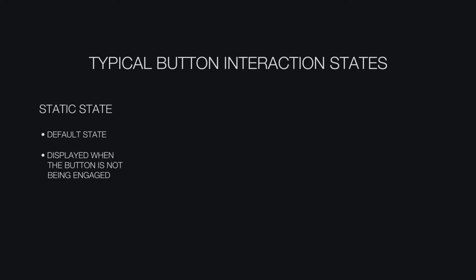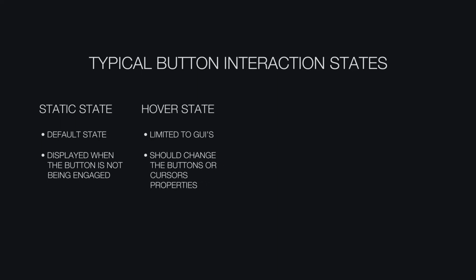Typically, we need to design a static state. This is the default state for our digital button and should be displayed when the user's mouse or tippity-tappity fingers are not engaging our buttons. Next up, we have our hover or over state. This is generally limited to GUI buttons since most mobile devices can't track your finger's position unless it's making contact with the screen. This state should change the user's cursor or the button to signal that the interaction is possible.